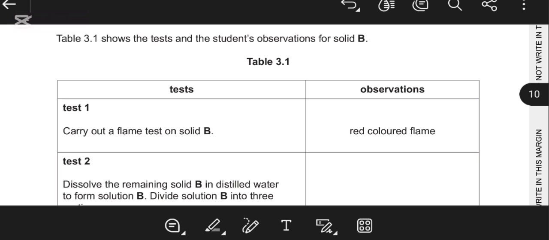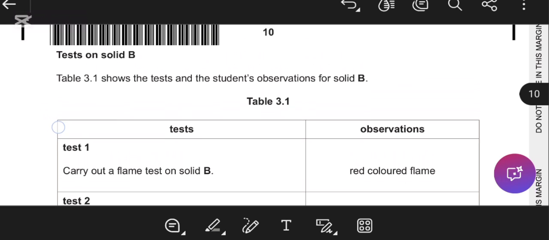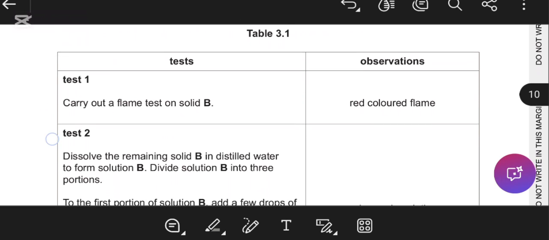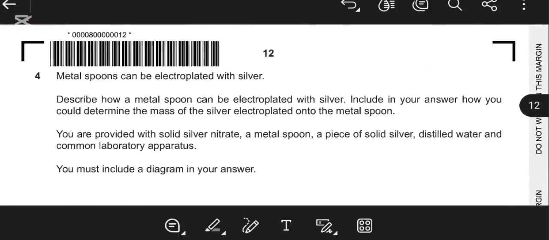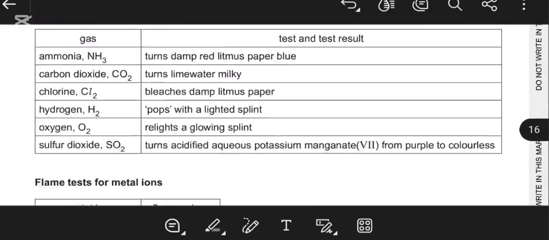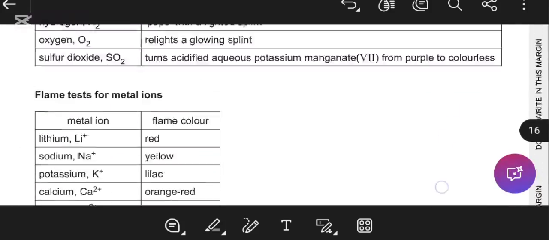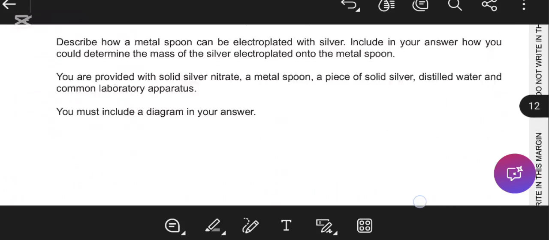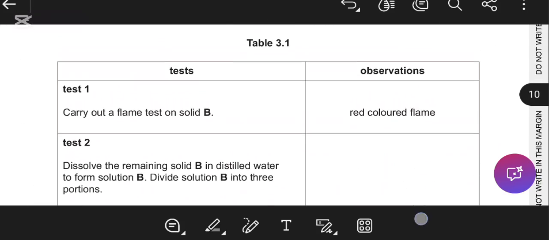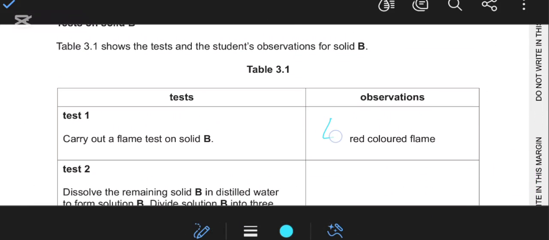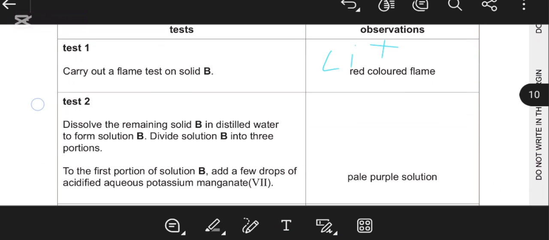Okay, next. They carry out a flame test on solid B. Okay, the student's observation for solid B: red color flame. Again, get back to your table. You see red color flame is for lithium. So you can write it up over here that it is lithium plus. It's a good technique to do this. Okay, moving on to the next one.